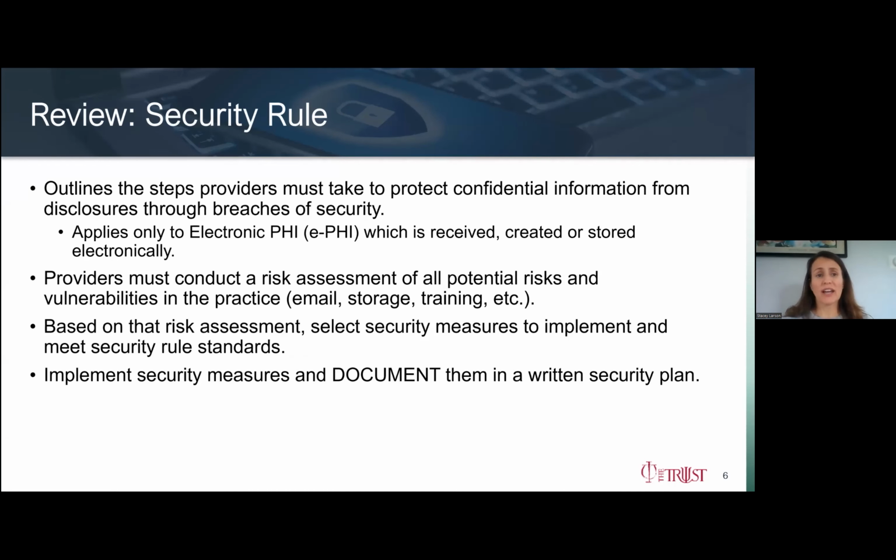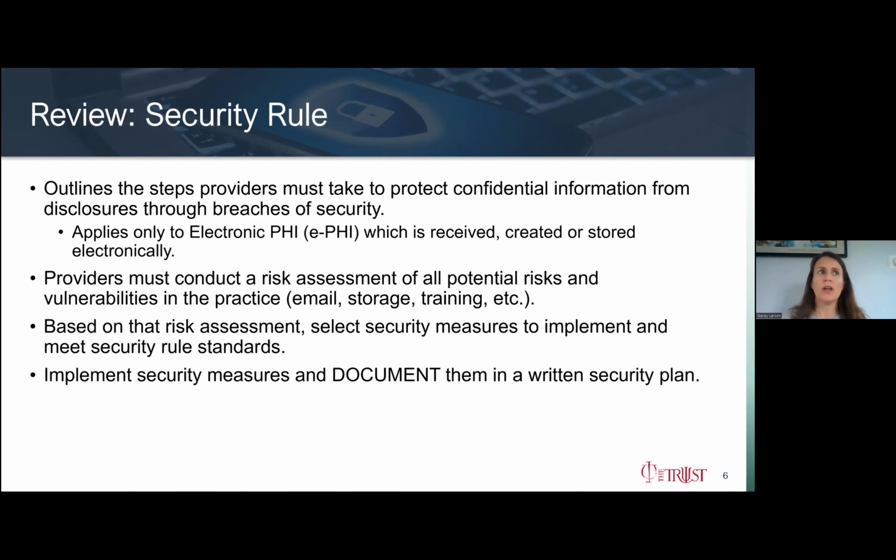And so next, I want to kind of do a brief review of the security rule, which outlines the steps providers must take to protect confidential information from disclosures through breaches of security. It applies only to that electronic protected health information, which is received, created, or stored. Now, both HIPAA privacy rule and security rules are triggered when a healthcare provider transmits health information in electronic form.